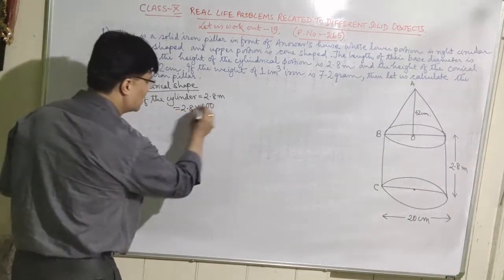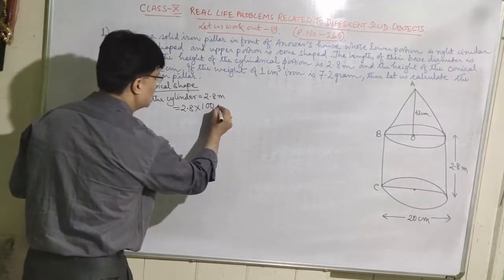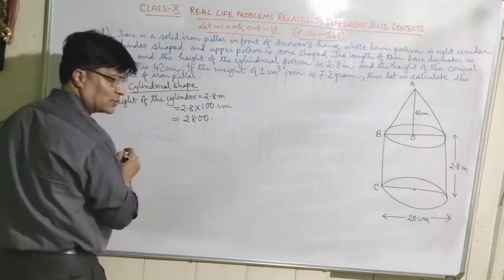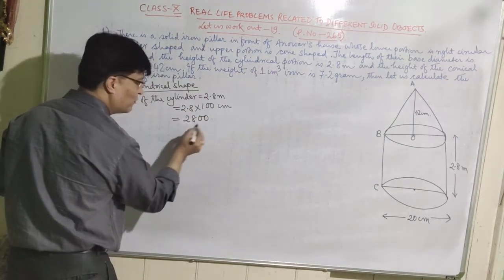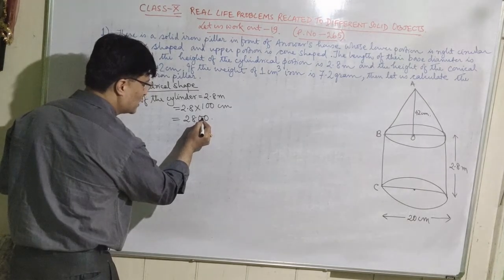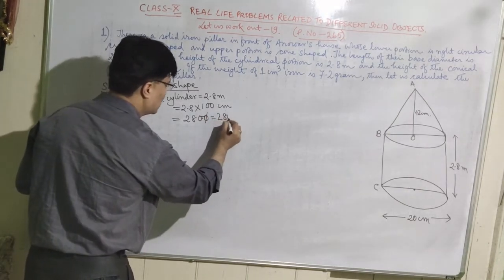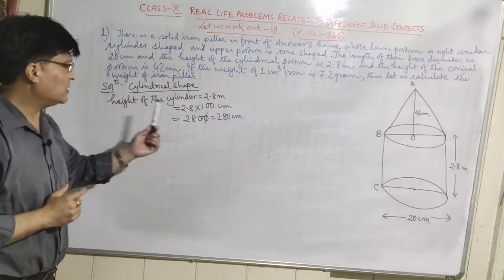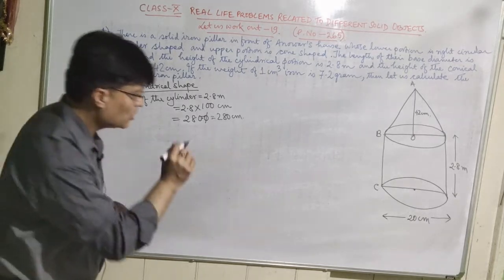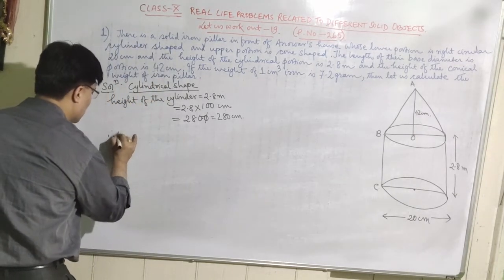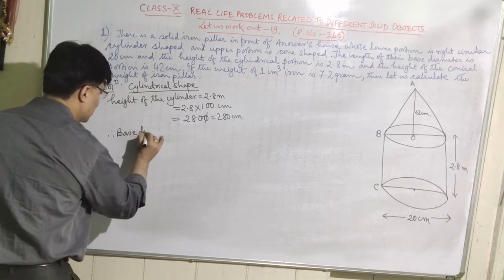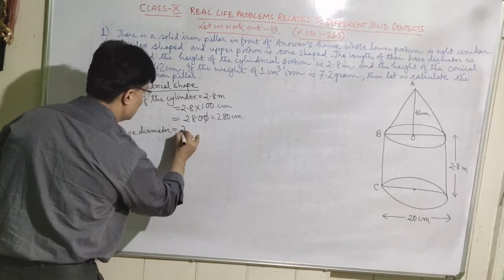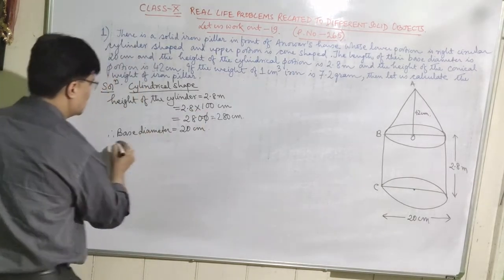So 2.8 meter is equal to 2.8 into 100 centimeter. So let us multiply it. 2800. So after decimal point there is only one figure, so you have to put the decimal point accordingly. So it is 280 centimeter. So what is the height of the cylindrical pillar? It is 280 centimeter. What is the base diameter? Therefore base diameter is equal to 20 centimeter. So what is this radius?